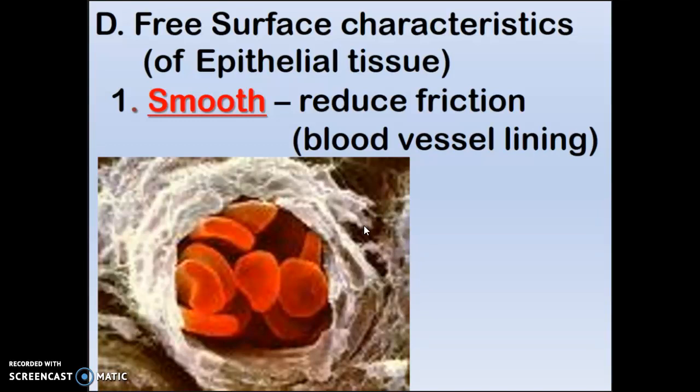Okay, the next topic is talking about free surface characteristics of epithelial tissue. We're still talking about epithelial tissue. We know they're all smooth, especially on the inside of blood vessels, so blood can fly through nice and smoothly. So one characteristic is they're smooth. We're going to actually start notes part 2 right here, so there's a little transition. Ta-ta for now.